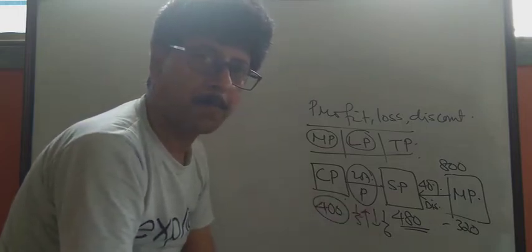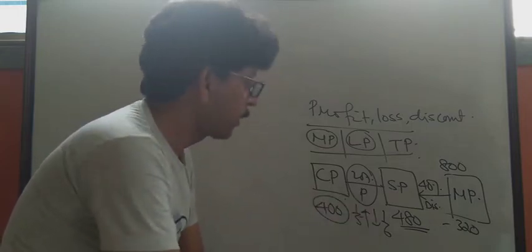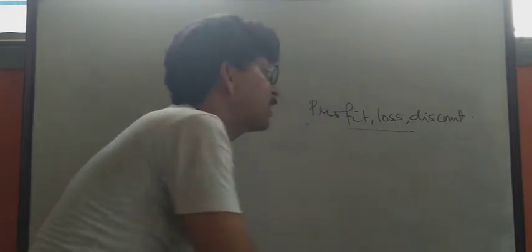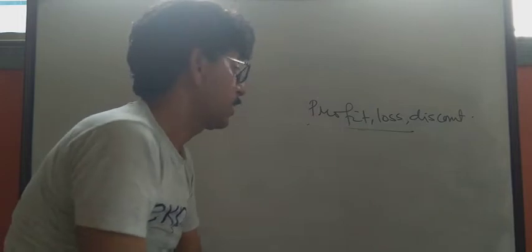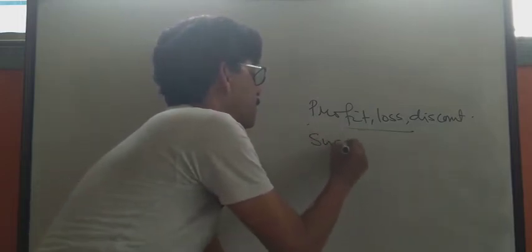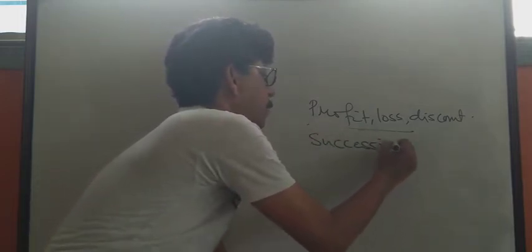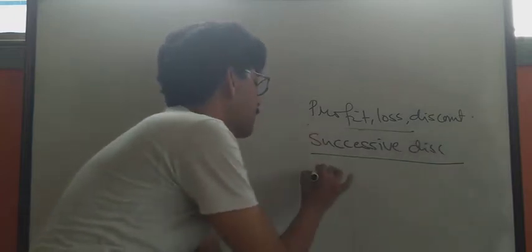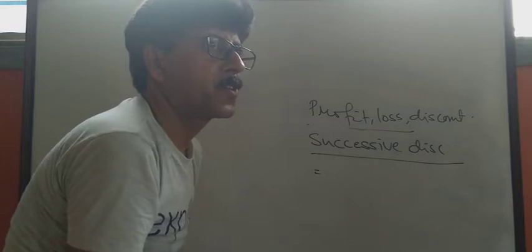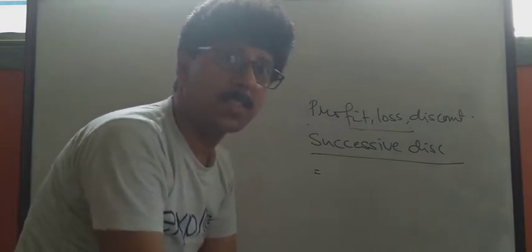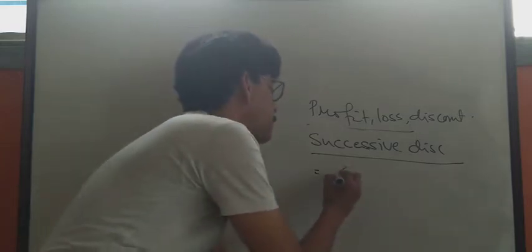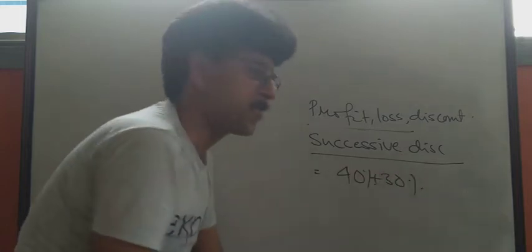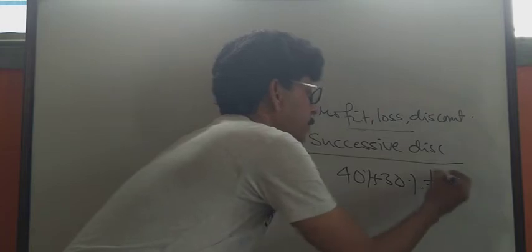Done. Right? Now, to make it more attractive, sometimes we break the discount into parts. That's called successive discount. So, what is the idea here? The idea is to break the discount into parts so that it looks like too much discount is offered. Like 40% plus 30%. Now remember, this is not 70%.